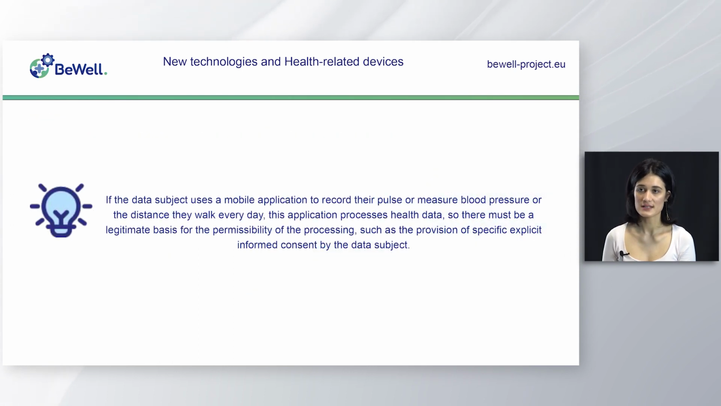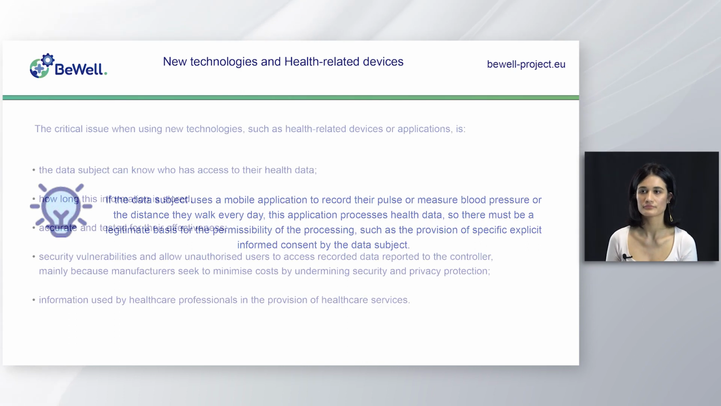Thus, if the data subject uses a mobile application to record their pulse or measure their blood pressure or the distance they walk every day, this application processes health data, so there must be a legitimate basis for the permissibility of the processing, such as the provision of specific, explicit, informed consent by the data subject.